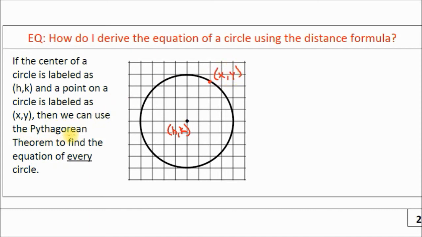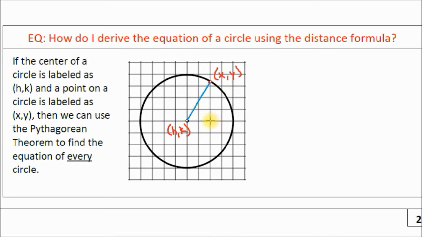Then we can use the Pythagorean theorem to find the equation of every circle. So let's see if we can do this. Now we know, class, I'm going to draw a line segment between these 2 points. Let's do that right now. Okay, so there's a line segment right there. That actually is the radius, by the way.